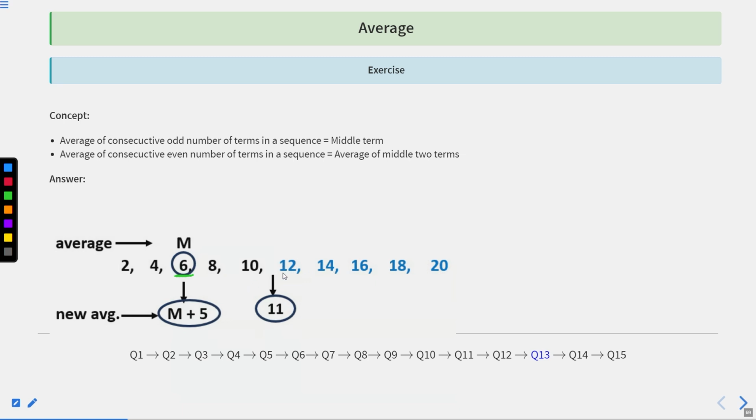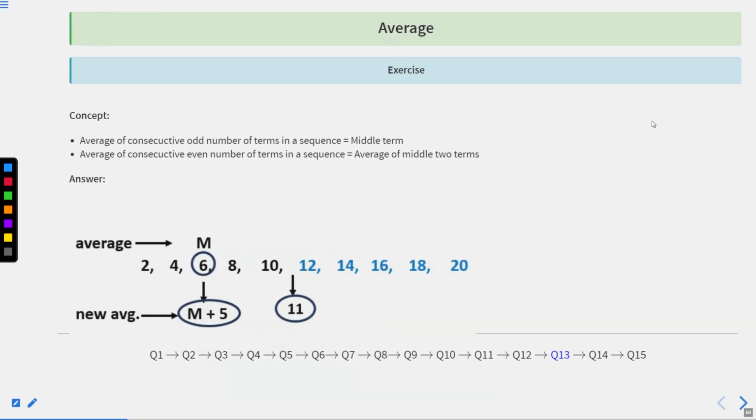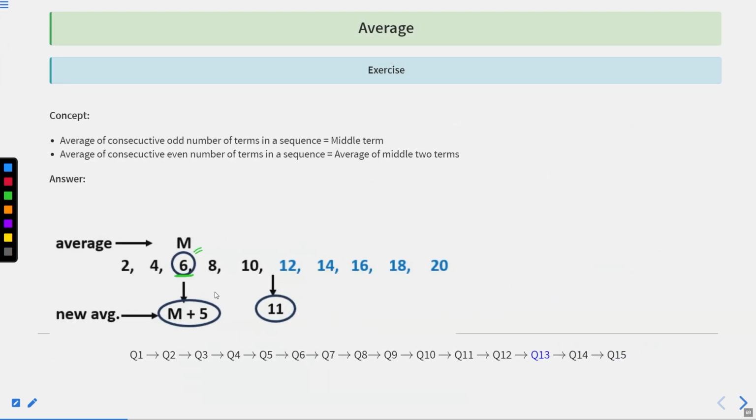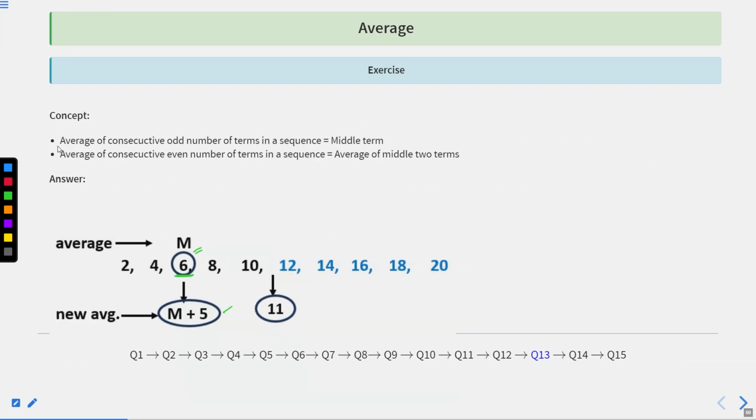And again taking 5 more even terms, it will be 12, 14, 16, 18 and 20. And we wanted to find the average of these 10 numbers. So earlier the average was 6 and now the average will shift to the middle number. Okay, it will move 5 ahead. So it will be 11. So M plus 5 is the correct answer, that is 11.